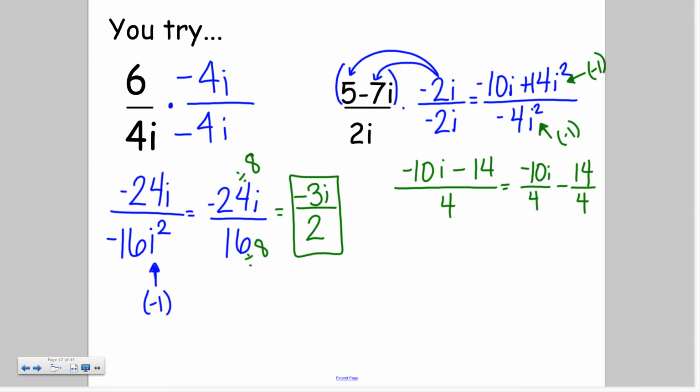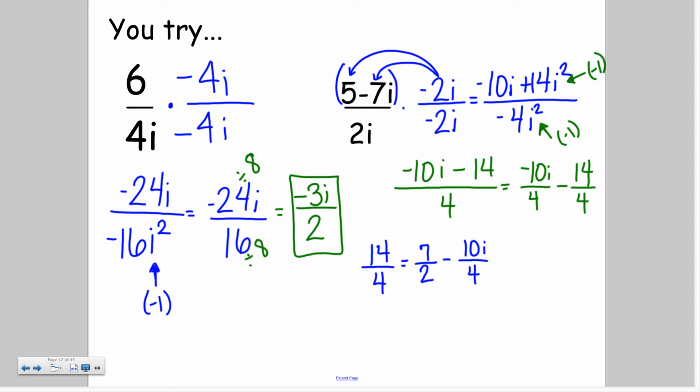Again, I want my real number to come first. So 14 over 4, simplified. I know that 2 will go into both of those. So this is going to give me 7 over 2. And then I'm going to subtract 10i over 4.